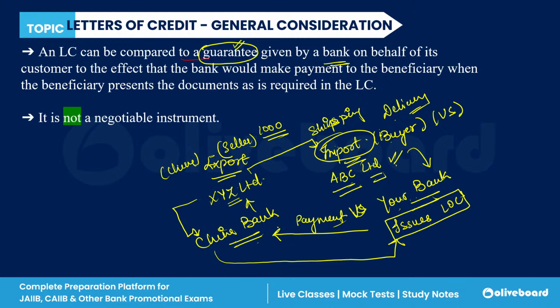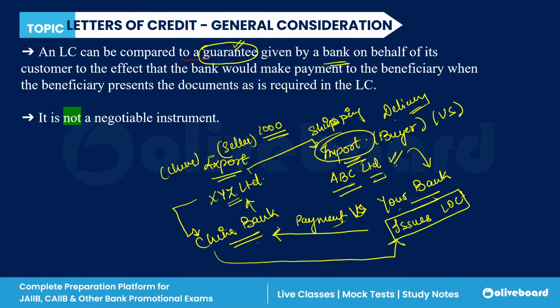After shipping, XYZ presents all the necessary documents as proof of shipping to China Bank. Once China Bank reviews the documents and is satisfied that everything is done as per the conditions specified in the letter of credit, it sends them to your bank. After your bank reviews all the documents and is satisfied with the letter of credit and the transaction, your bank sends payment to China Bank. After receiving the payment, China Bank sends it to XYZ Limited.